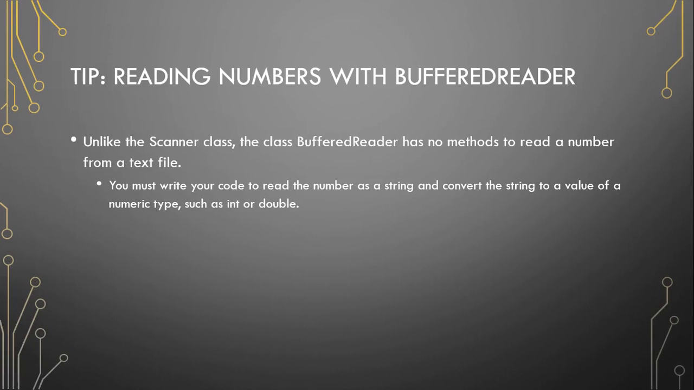Now here's a quick tip for you if you're reading numbers with BufferedReader. Unlike the Scanner class, the class BufferedReader has no methods to read a number from a text file. You must write your code to read the number as a string and then convert the string to a value of numeric type such as int or double. In other words, you have to parse the number.